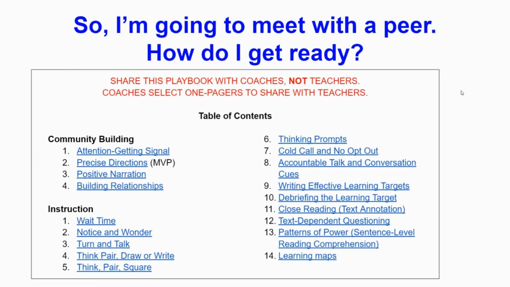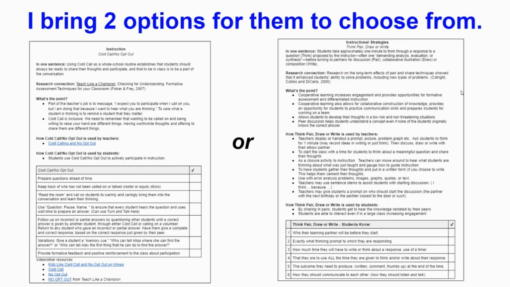All right, let's look at an example. So let's say I'm getting ready to meet with a peer or I'm an assistant principal or a coach, and there's somebody who I planned on having a conversation with because they came to me and asked a question. And so how do I get ready? Well, what I'm going to do is choose a couple of things that match what I think that teacher is asking for. So I'm going to bring them two options to choose from.